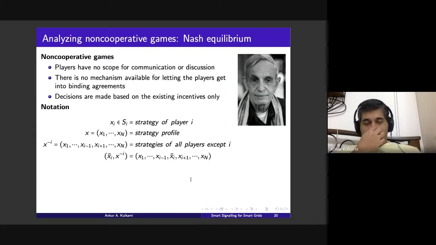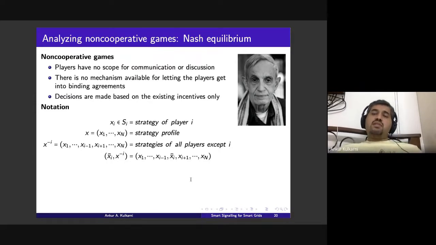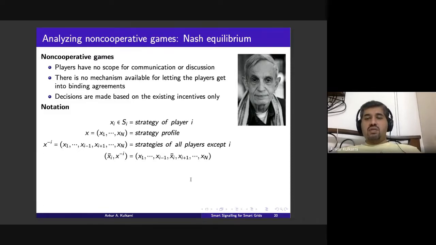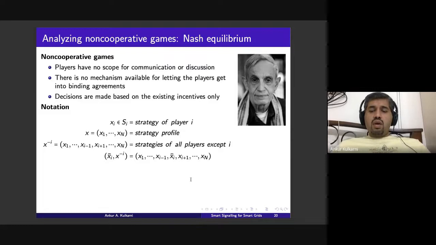Now when players have no scope for communication or discussion, then you have what is called a non-cooperative game. Therefore, in such a game, there is no mechanism available for letting players get into a kind of binding agreement to play a certain strategy. Consequently, players have to react based on the existing incentives only. As a result of this, it limits you in the way you can reason about such a game.